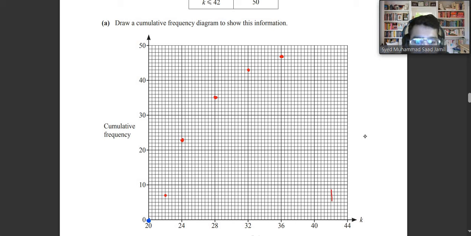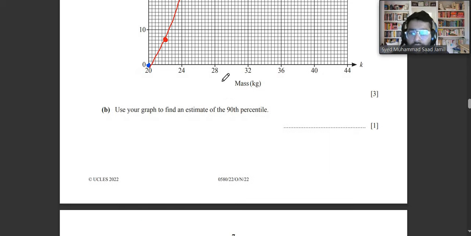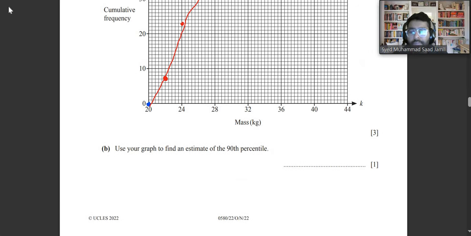This one over here. Alright, let me erase this. So just draw the graph like this. Of course, my graph won't be that correct because I'm using a graphic tablet over here. It's something like this. Okay, alright. Now use your graph to find an estimate of the 90th percentile.